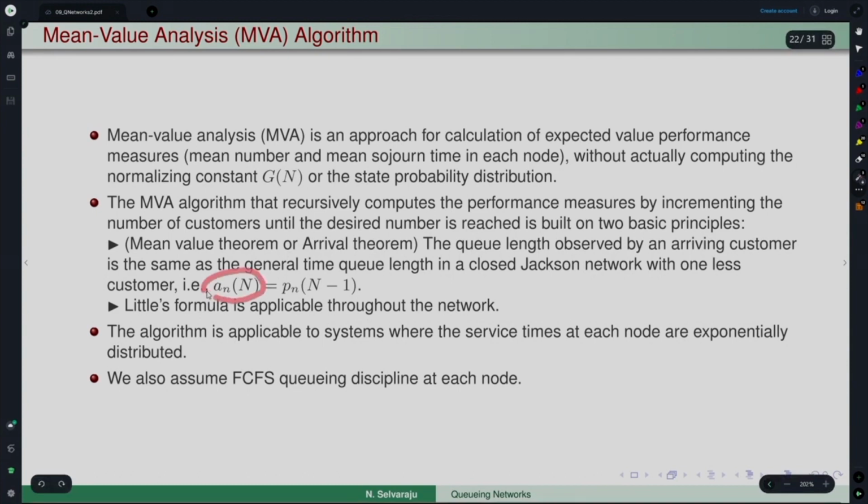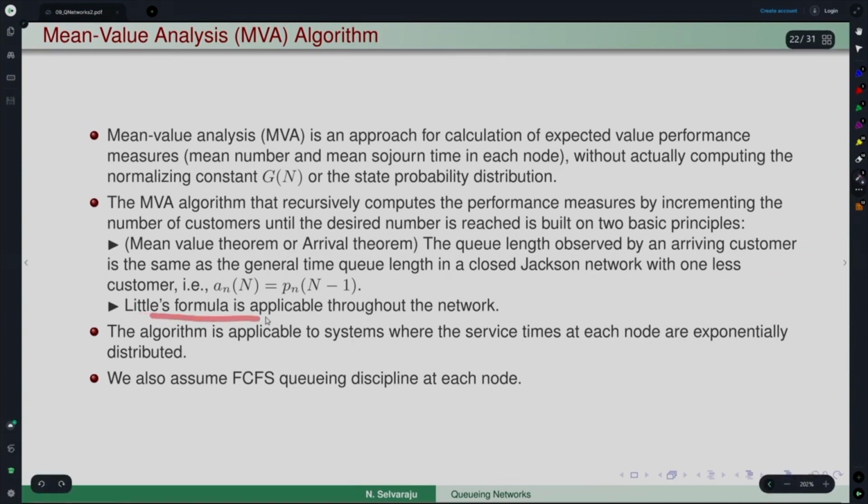In a network with N customers, the arrival point probabilities of finding the system in state n would be the same as the arbitrary time probabilities of finding the system in state n when there are N minus 1 customers in the network. This is what is called the arrival theorem or the mean value theorem. Probably the word arrival theorem is easier to remember and more appropriate, because it talks about the arrival and what it sees in equilibrium. This is the first principle that we apply.